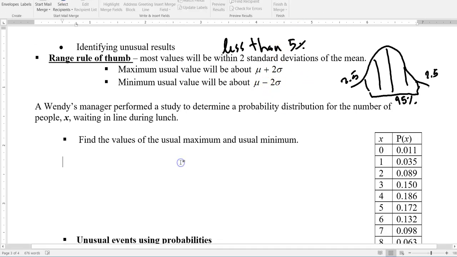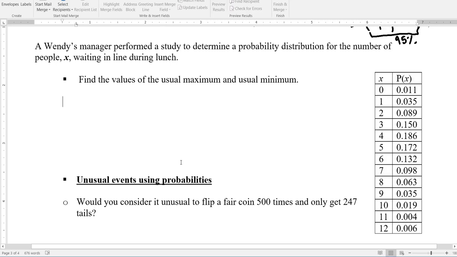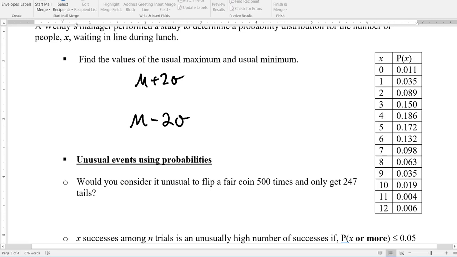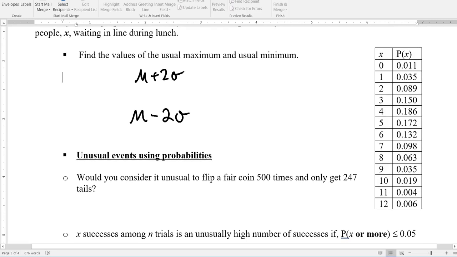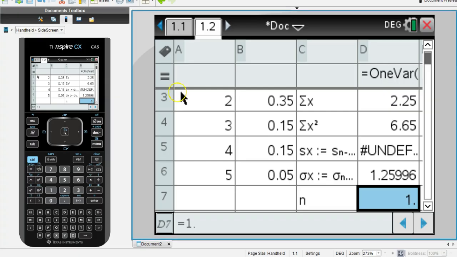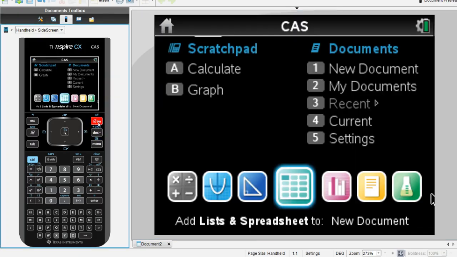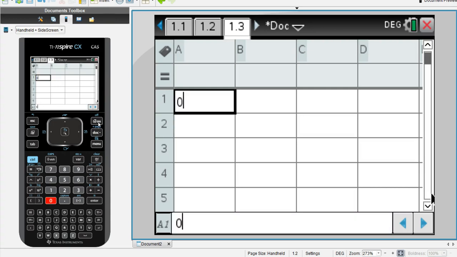Wendy's manager performed a study to determine the probability distribution, okay? Find the values of the unusual max and unusual min. So that would be the mean plus 2 standard deviations and the mean minus 2 standard deviations. I need to figure out some information on this. I need the mean and the standard deviation. So 0 through 12, I'll do a new one this time.